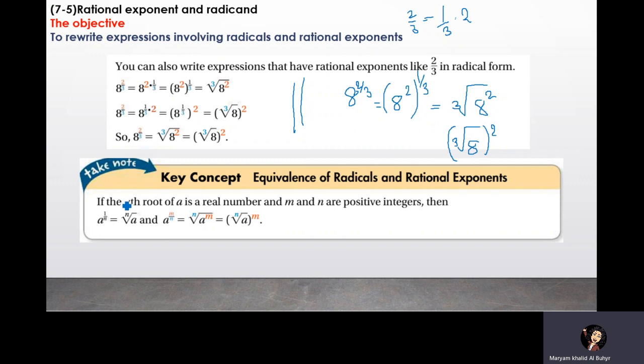So here is the key concept: once you have 1 over n, just take what you have in the denominator of the exponent, take this n, and put it as the degree of your root. Or if you have m over n, if there is a number in the numerator, you can put it inside or outside, while the denominator of the exponent you should put in the degree of the root. Let me give you more detail and more examples for this.